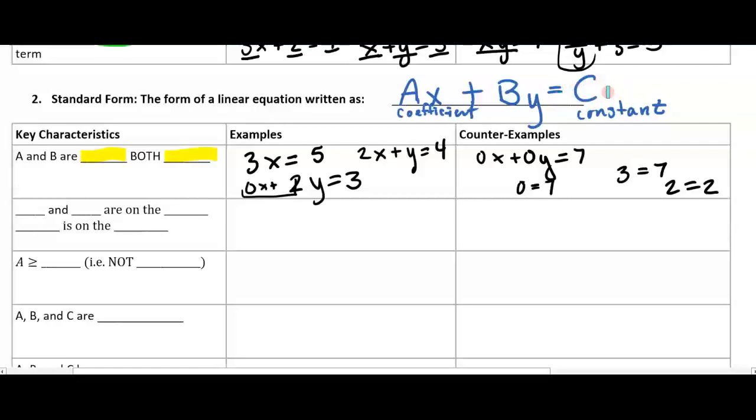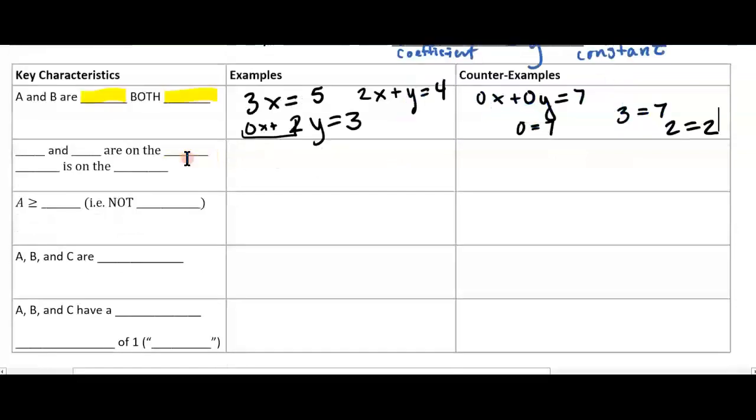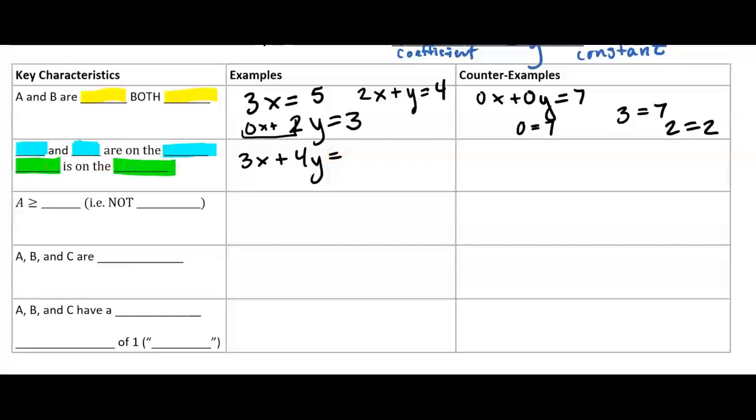We're going to look at several different forms of linear equations. This is just the one called standard form. It's just a definition. So Ax and By are on the left. In other words, 3x plus 4y equals, and C, the constant, is on the right, so equals 7.